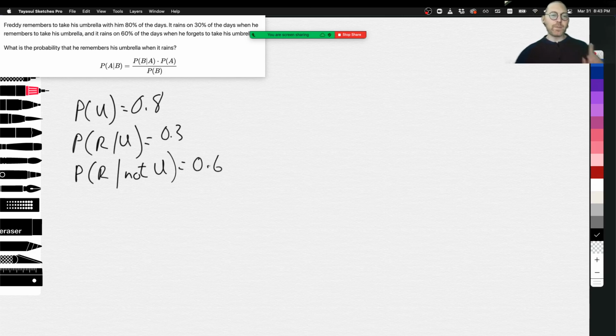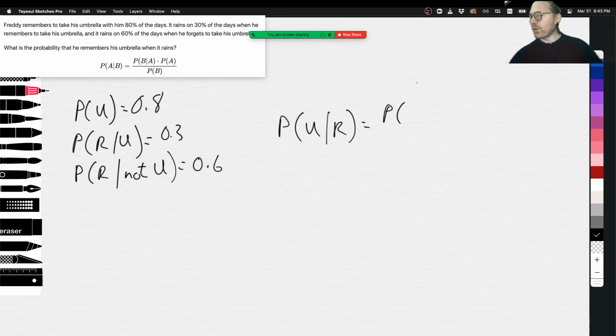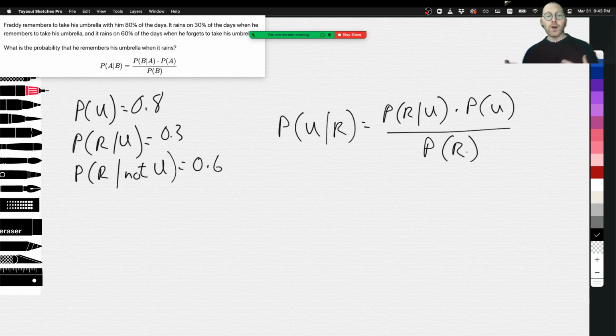What is the probability that he remembers his umbrella when it rains? So the question we're asking is the probability of umbrella given that it rains. And we can immediately convert this into the Bayes form. So probability of rain given umbrella, we know that, multiplied by the probability of umbrella, we know that, divided by the probability of rain, which we don't know. And this brings us back to the law of total probability, which is, like I said, generally the crux of these problems. So the way that we can think about the probability of rain, well, we can have rain given umbrella and rain given not umbrella, right?